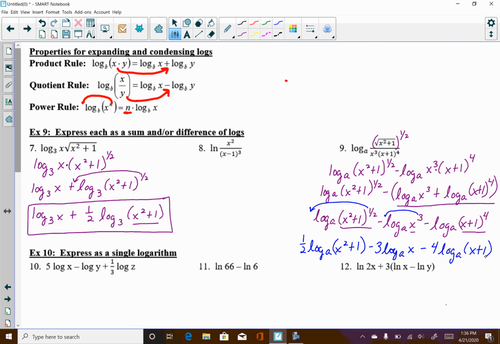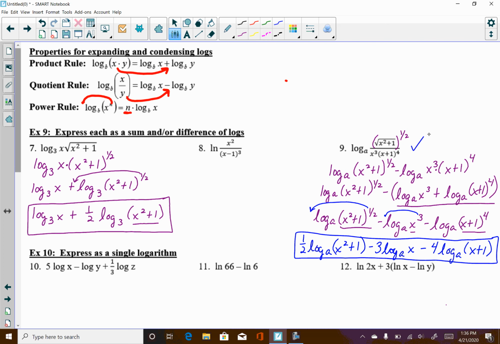And that will do it. That's your final answer. Okay, so that one had a lot going on in it. I just wanted to draw your attention to utilizing the parentheses there, so that if you were to work backwards now, you could get the original problem right back.